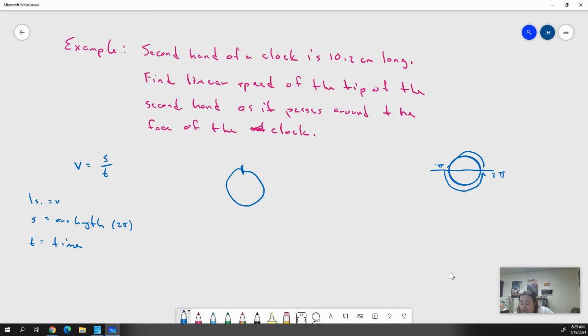When we think about this in terms of what we're given, we're given V equals S over T. What do I know about this? In this case, T is just 60 seconds. What else do I know about V? V equals S over T. What does S equal?